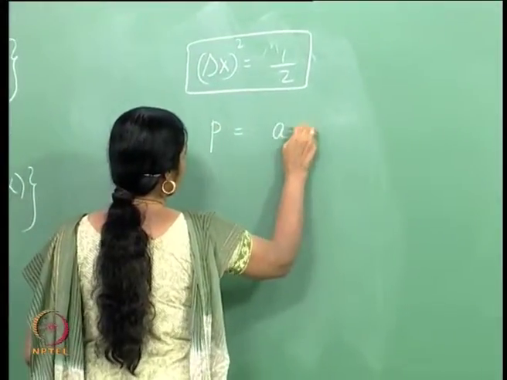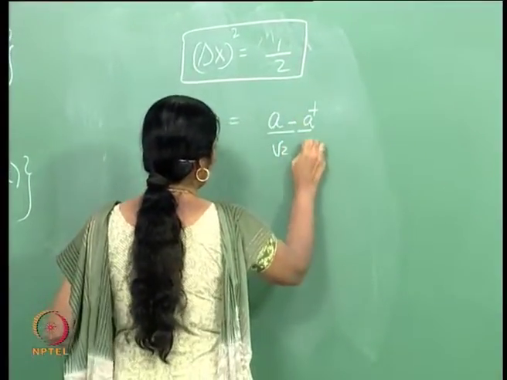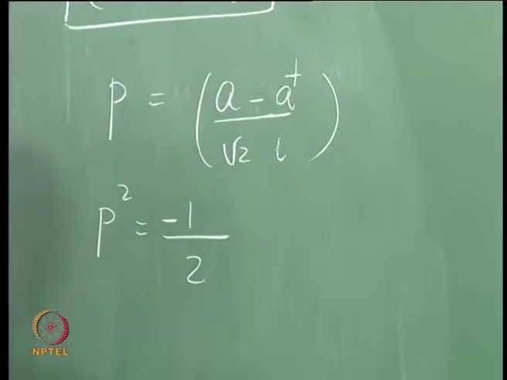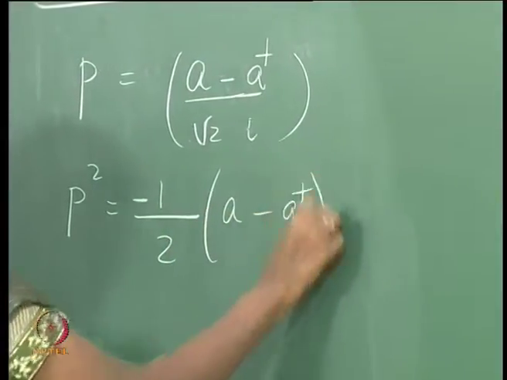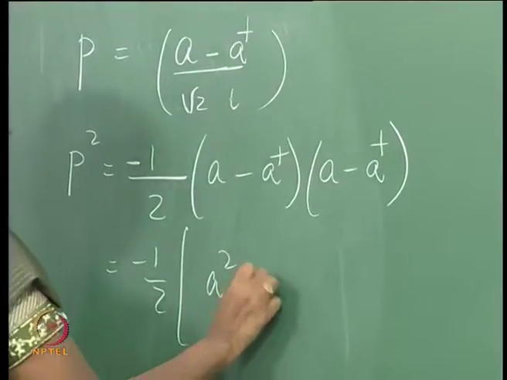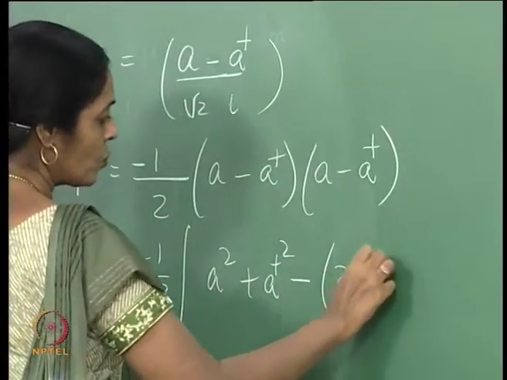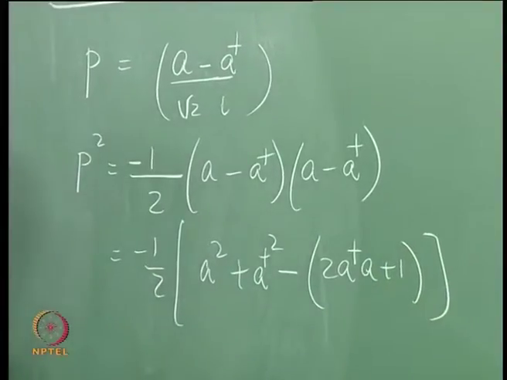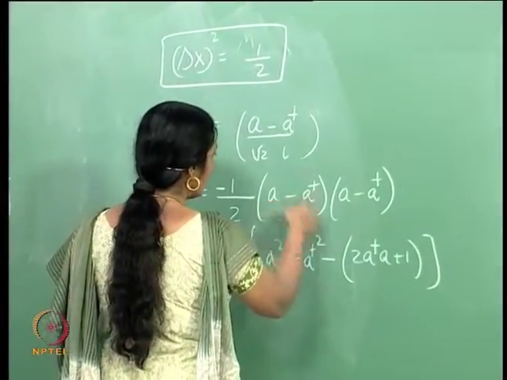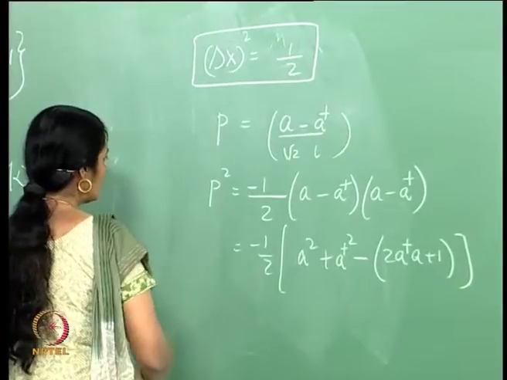P is defined as A minus A dagger by root 2i. I need to find P squared, and that is minus half A minus A dagger the whole squared. And if you recall, this is A squared plus A dagger squared minus, there is an A dagger A minus A A dagger, so that is a minus 2 A dagger A plus 1 in the bracket, because A A dagger can be written as 1 plus A dagger A, and that is how I got this. So this is P squared.